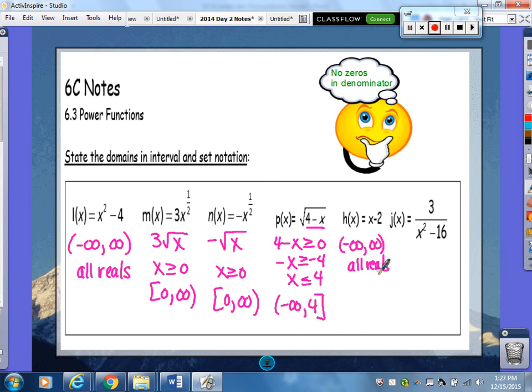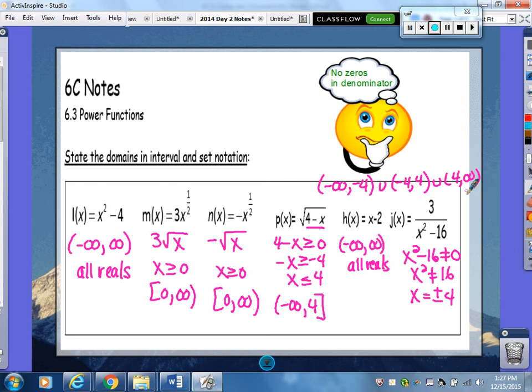All right, here, remember 0 can't be in the denominator. So x squared minus 16 cannot equal 0. So that means x squared cannot equal 16, so x cannot equal plus or minus 4. So it's all reals, but x can't be negative 4 or positive 4. In interval notation, I'm going to move up here to have some room. You're going to go negative infinity to negative 4, and then negative 4 to 4, and then 4 to infinity would be in interval notation.